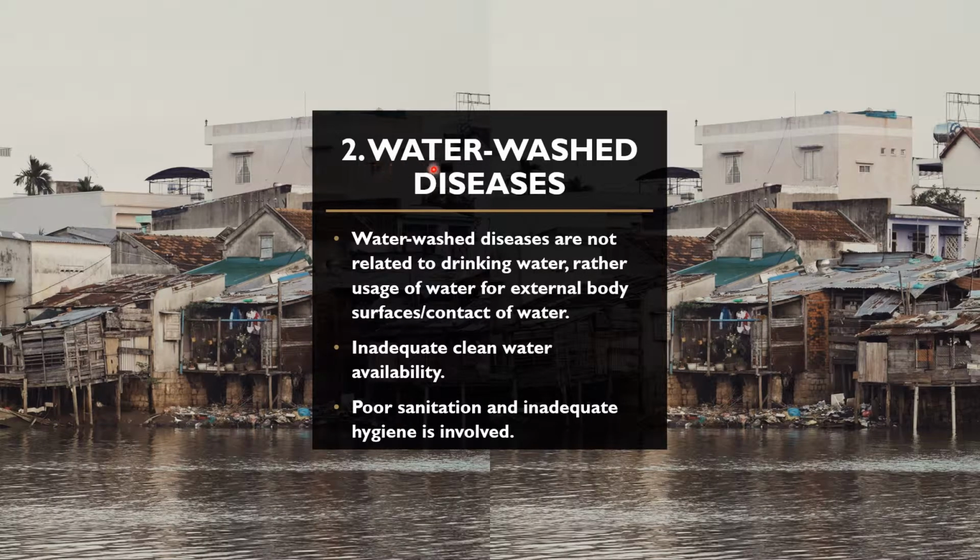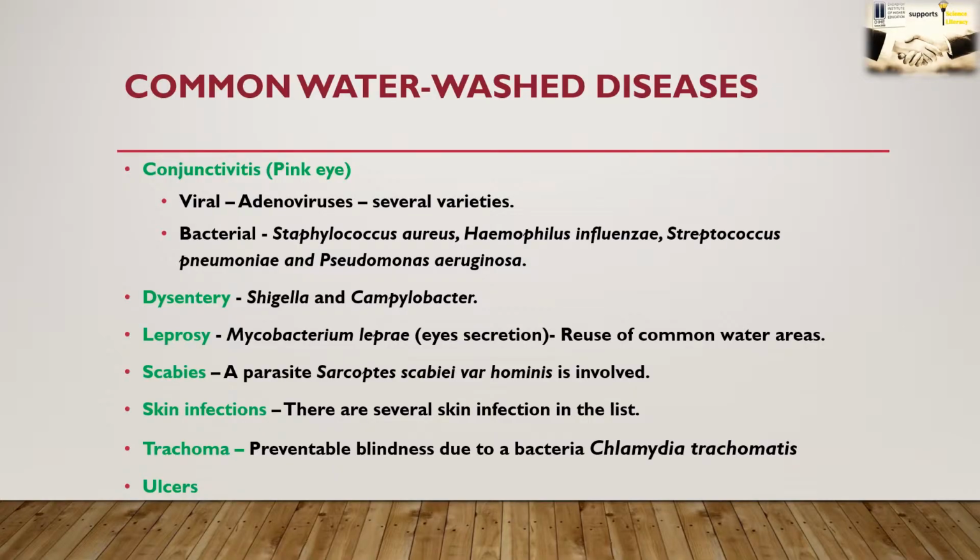The second category of diseases associated with water are linked with personal and community hygienic conditions, including supply of safer water. This category of disease is grouped into water-washed diseases. Water-washed diseases are not related to drinking water, but rather to the usage of water for external body surfaces or contact with water. Inadequate clean water availability, poor sanitation, and inadequate hygiene are involved.